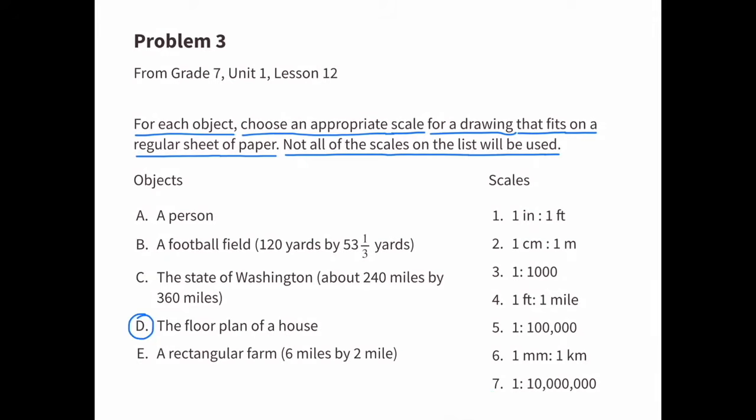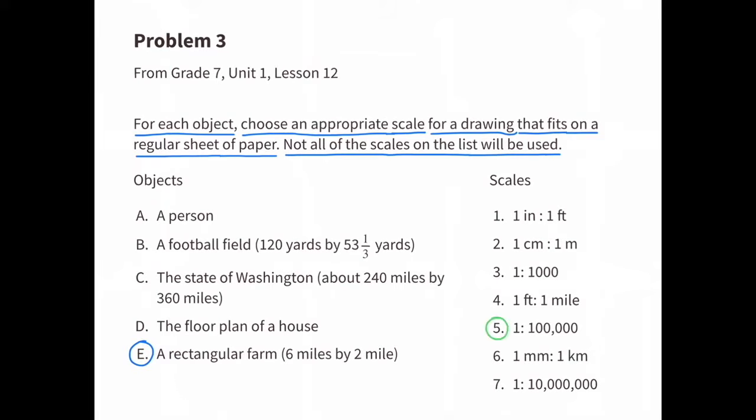D. The floor plan of a house. For a floor plan of a house, I would pick a scale of 1 centimeter to 1 meter. And finally, E. A rectangular farm, 6 miles by 2 miles. For this, I would select 5, a scale of 1 to 100,000. For example, for every 1 inch of the scale drawing on the piece of paper, it would represent 100,000 inches towards the 6 miles in length.